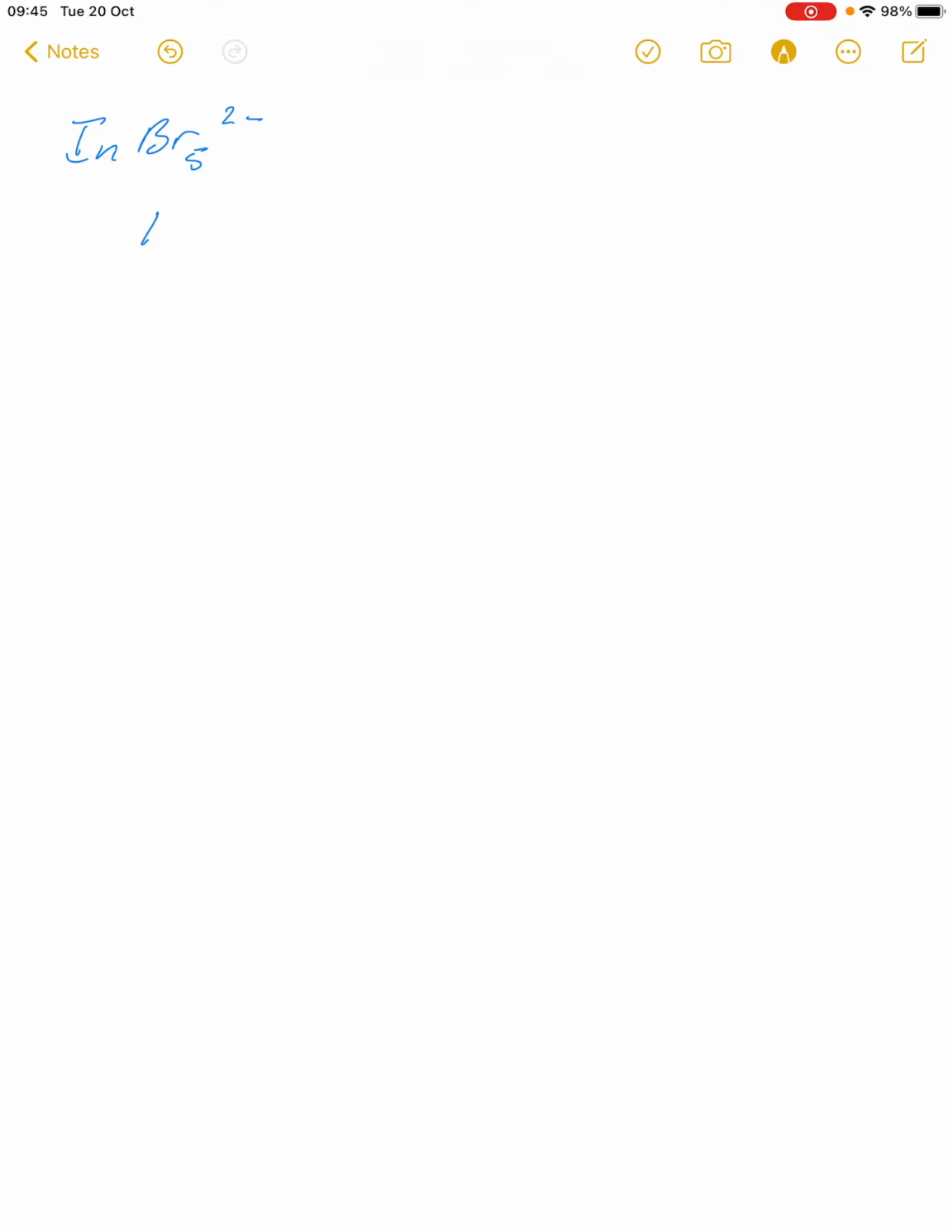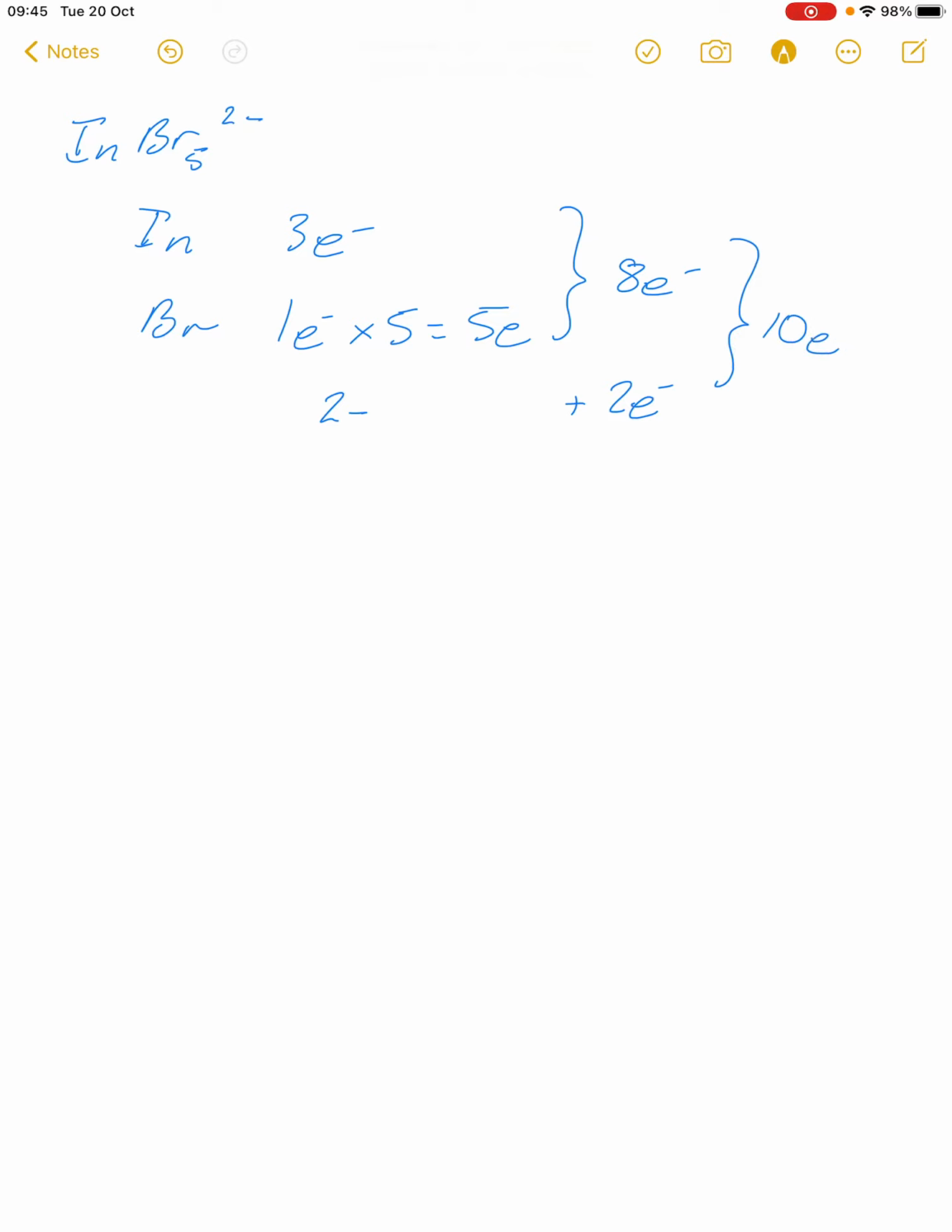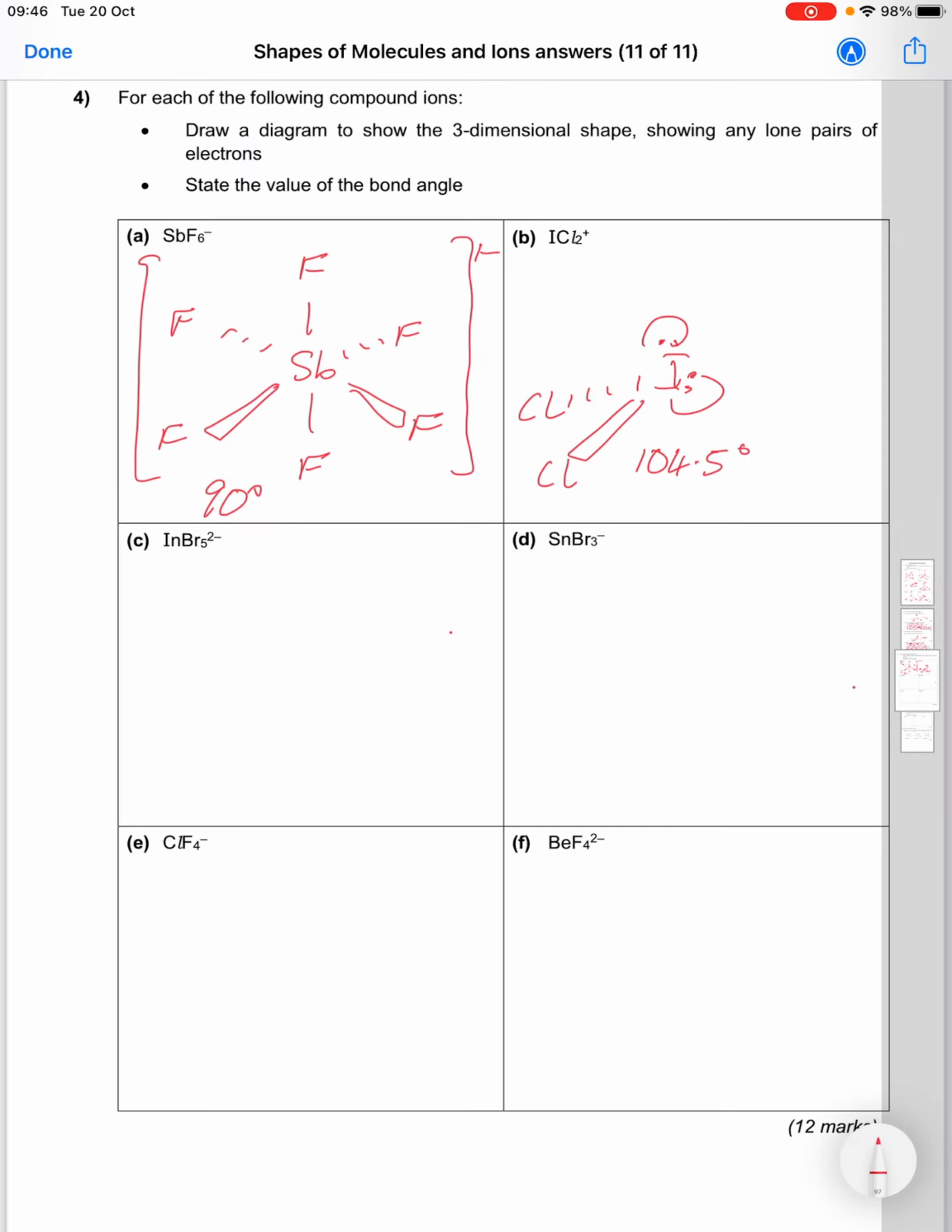InBr5 with a 2 minus charge. So indium is in group 3, so that's 3 electrons. Bromine forms 1 covalent bond, so that's 1, but there's 5 of them, so that's going to be 5 electrons. That gives me 8 electrons there. I've got 2 minus charge, which means I need to add 2 electrons, which gives me 10 electrons. Divided by 2, that gives me 5 pairs. And if you look at the formula, I've got 5 things on here, which means I'm going to have 5 bonding pairs and no lone pairs of electrons. So 5 bonding pairs is going to give you that trigonal bipyramidal shape, if you look that up.